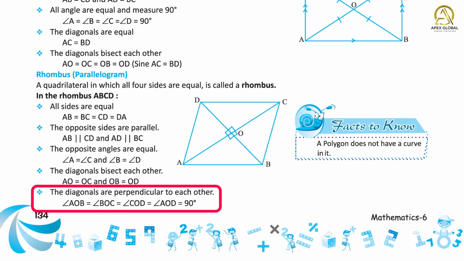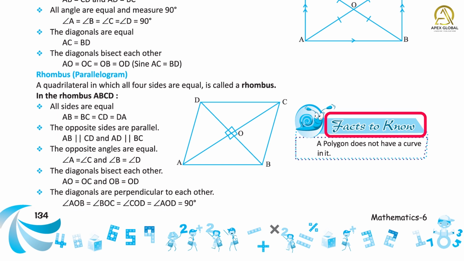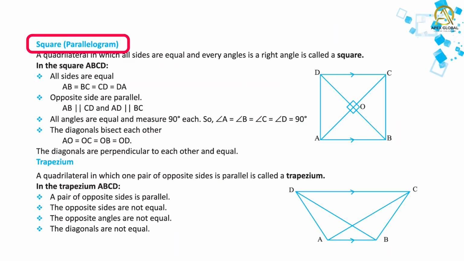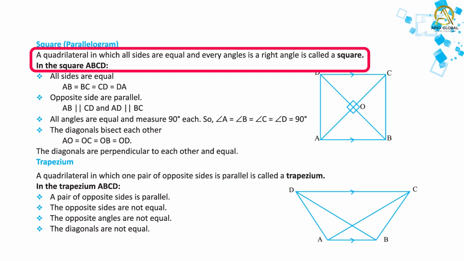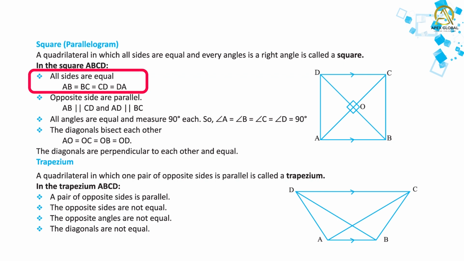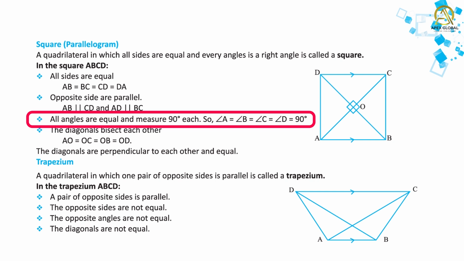The diagonals are perpendicular to each other. Angle AOB equals angle BOC equals angle COD equals angle AOD equals 90 degree. Facts to know. A polygon does not have a curve in it. Square. A quadrilateral in which all sides are equal and every angle is a right angle is called a square. In the square ABCD, all sides are equal. AB equals BC equals CD equals DA. Opposite sides are parallel. AB is parallel to CD and AD is parallel to BC. All angles are equal and measure 90 degrees each.